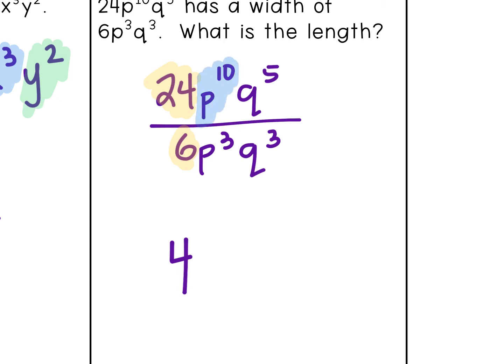Next, we'll go with the p. So p to the 10 divided by p to the 3rd power. When we're dividing, we subtract. 10 minus 3 gives us 7.